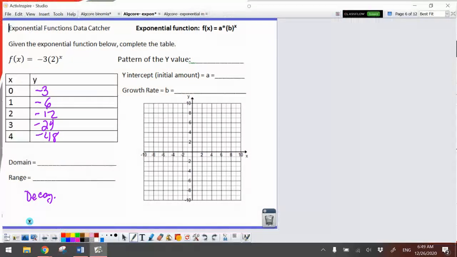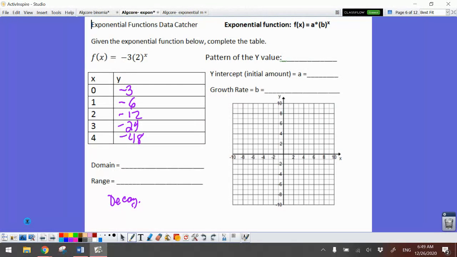So let's go ahead and take a look at what's going on here. So I'm going from -3 to -6 to -12 to -24. I see that I am multiplying by 2. And that's important because I also see the 2 is in that parenthesis. So that matters. So my pattern of the y is multiply 2.